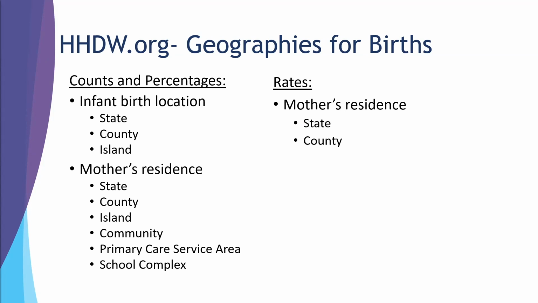For rates, we only have the mother's residence at the state and county level. And this is because rates require denominators taken from population data. For example, if you want to know the birth rate per 1,000 females on Maui, you have to know how many females there are on Maui. So these population estimates are not hard to come by at the state and county level, but they get more complicated at smaller geographies. So our rates are available at the state and county level.